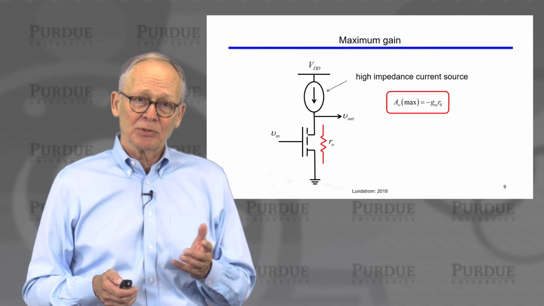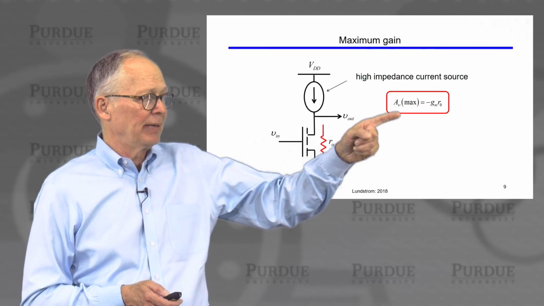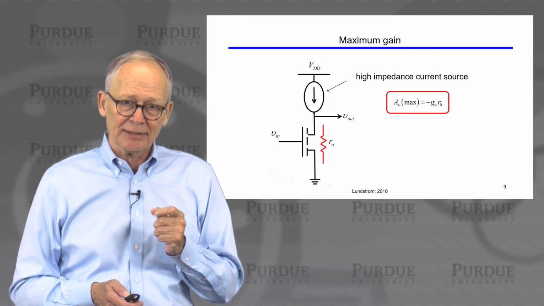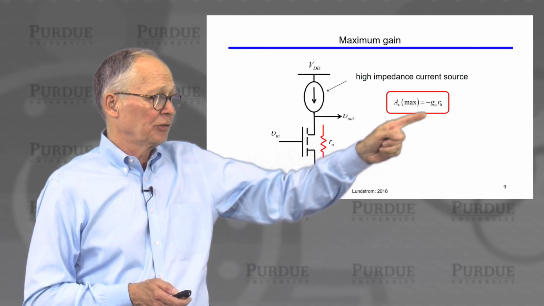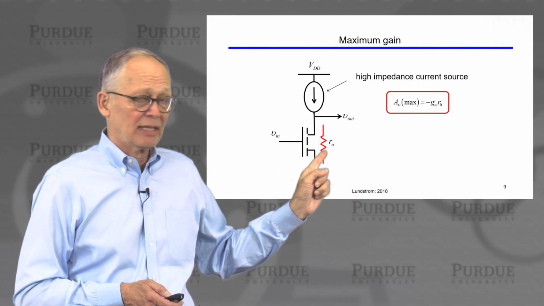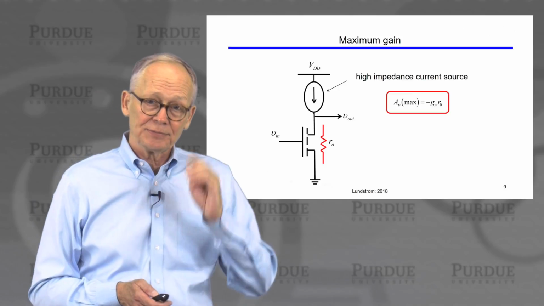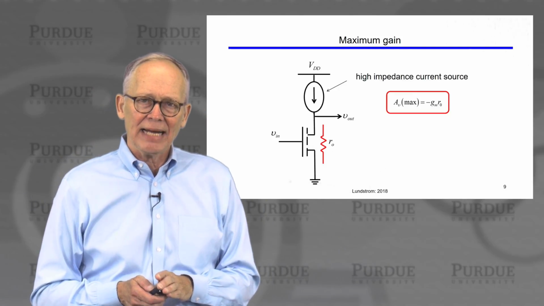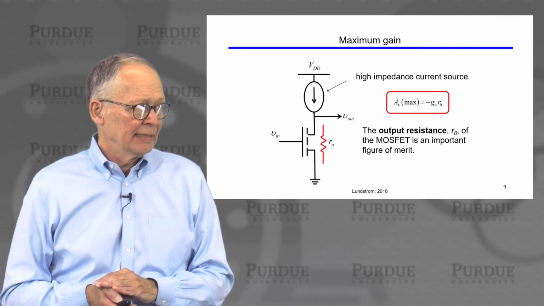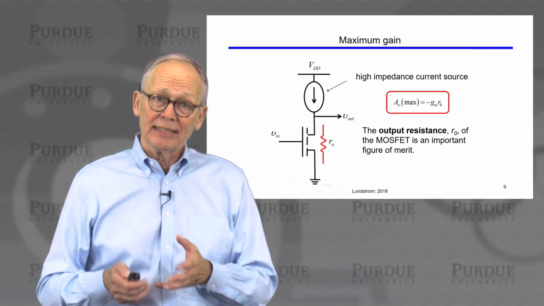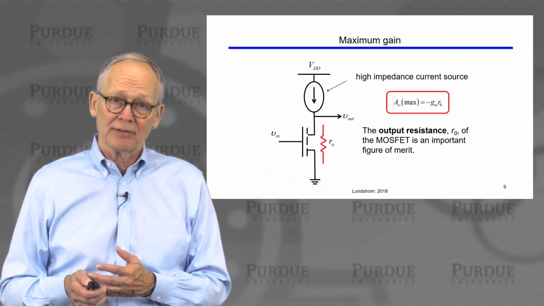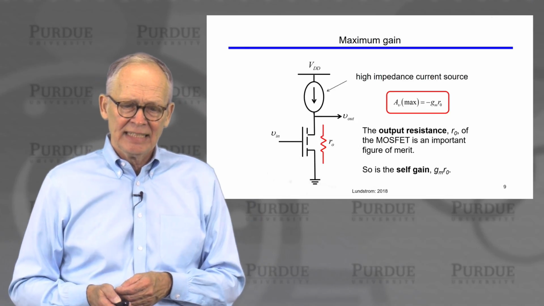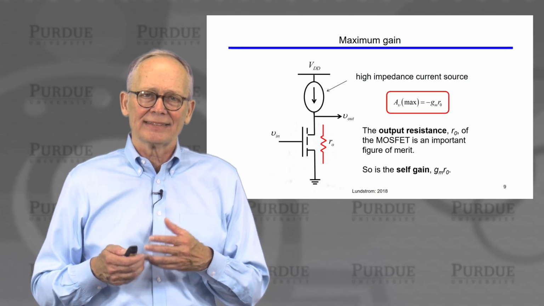We saw in a simple circuit that the gain of this circuit is minus G sub M times the value of the resistor in the drain. Well, now the resistor in the drain is the small signal output resistance of the transistor itself. So minus G sub M times R out is the maximum gain that could ever be achieved. So the output resistance is also a key figure of merit for a transistor. The higher it is, the higher this gain is. This gain is referred to as the self-gain.